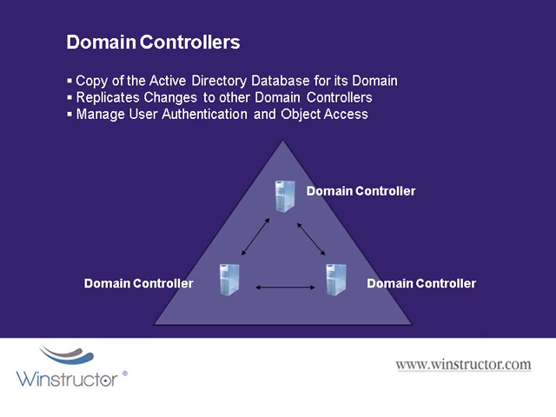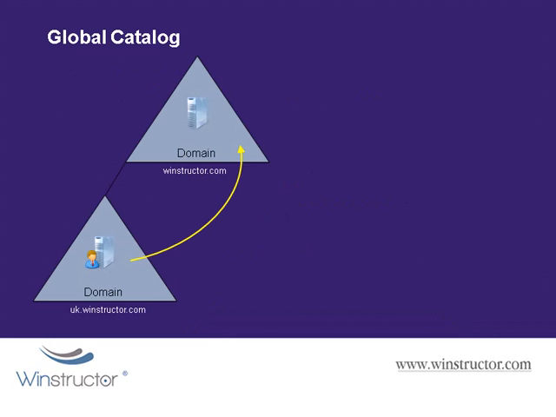Now, using multiple domain controllers does provide fault tolerance, as each domain controller can act on behalf of any offline domain controllers. And when the offline domain controller is brought back up, any changes made during the time that it was offline will be replicated to it, so it'll then have a current copy of the Active Directory database.